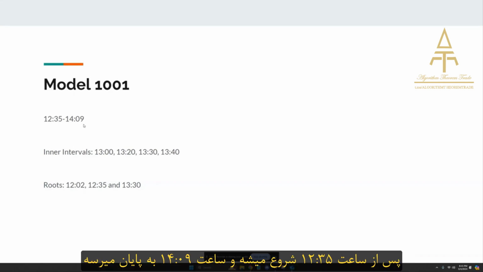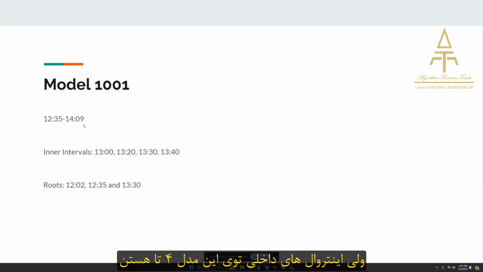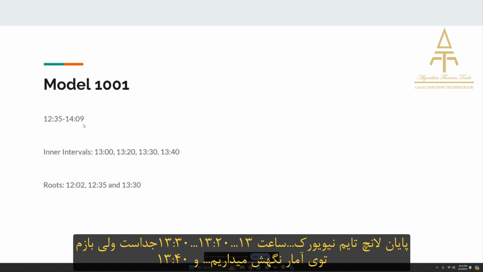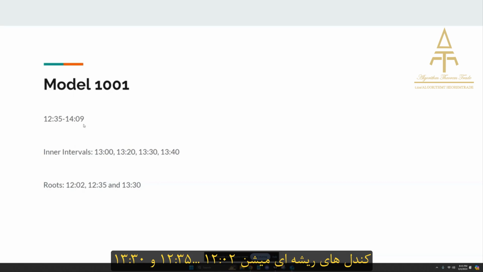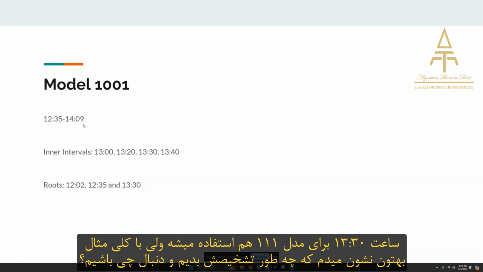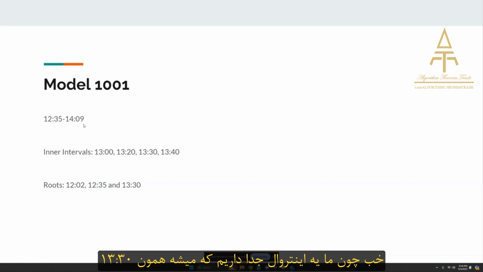So it begins from 1235 and ends at 1409, but the inner intervals, it has 4 in this case. The end of New York lunch, 1320, 1330 is an outlier, but it's still there, and 1340. The roots are 1202, 1235, and 1330. 1330 is also used for model 111, but I will show the discrepancies and how to utilize it and what to look for in many examples. So because of that, there's an outlier, which is the 1330, not just the root candle, but the actual time of it.